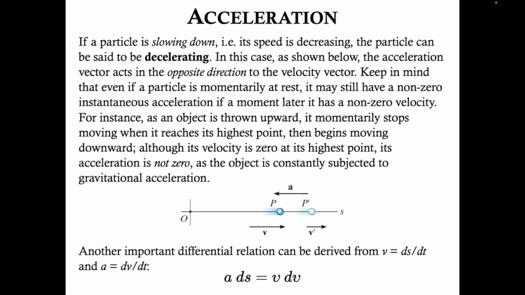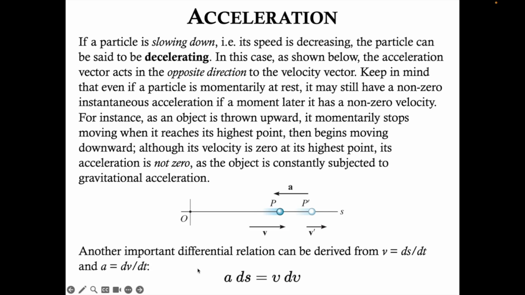For instance, as an object is thrown upward, let's say you're on the surface of the Earth and you're throwing a ball upward, the ball momentarily stops moving when it reaches its highest point. Then, after that moment of stopping its motion, it begins moving downward. Although its velocity is zero at its highest point because it is momentarily at rest, its acceleration, however, is not zero, as the object is constantly subjected to downward gravitational acceleration.